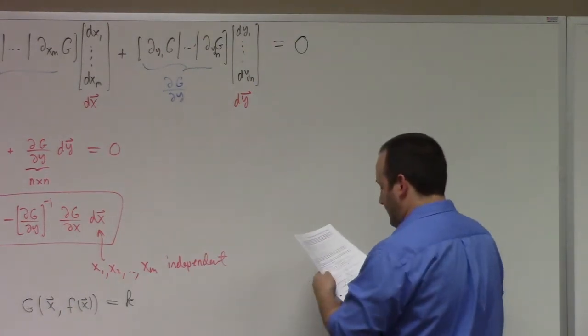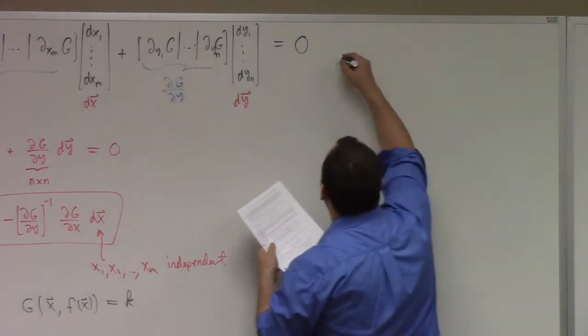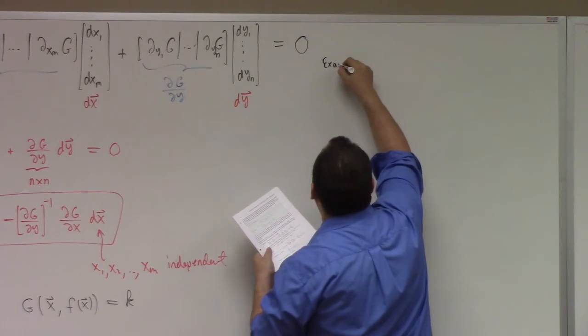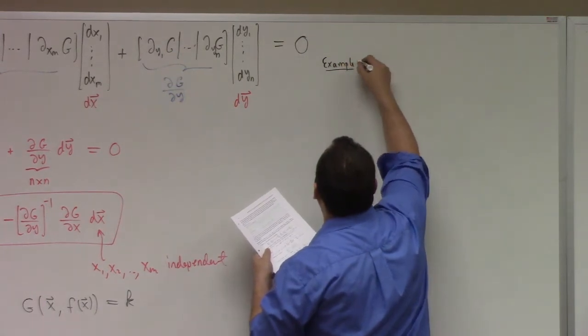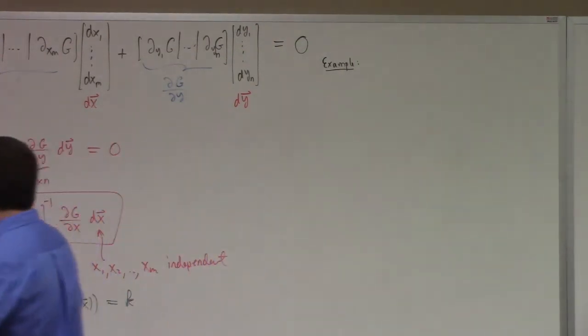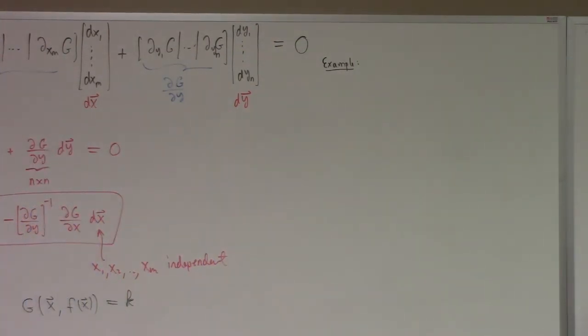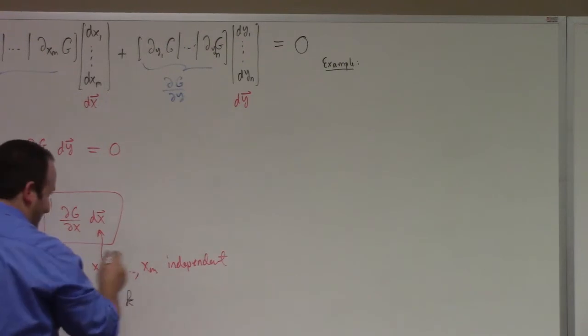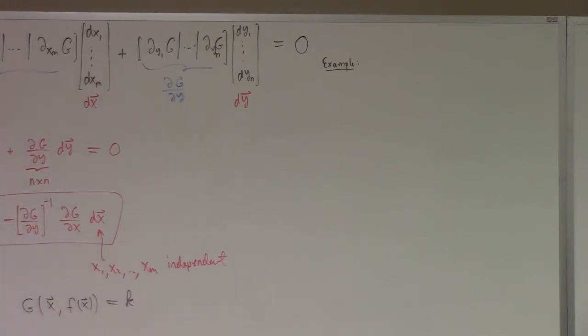Let's see here. Example. Yeah, k is a vector. K would be like the k1 through kn. Again, if you'd like, adorn appropriately.